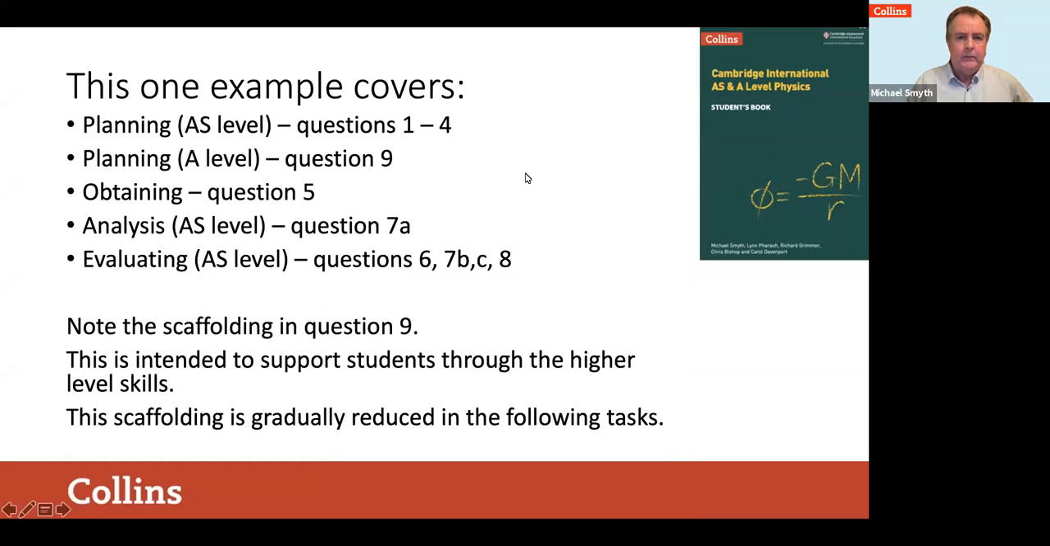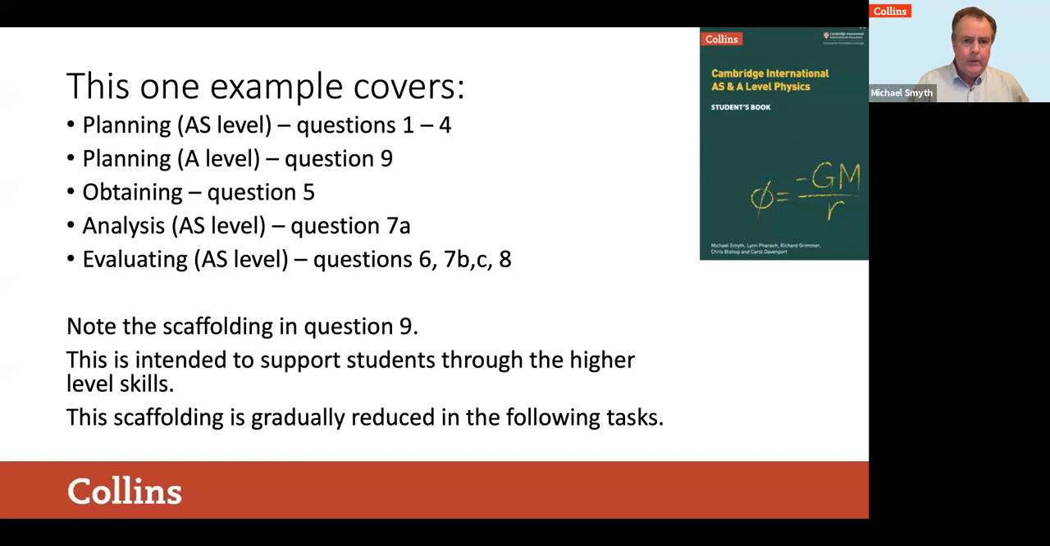Okay. So what I've done here is I've mapped what I think the skill areas are matching. So we've matched all of them there. Below those bullet points, I just draw your attention to the scaffolding in question 9. Scaffolding is structured support. AS students won't be used to writing in this level of detail, so we structure them through it. And then we gradually reduce the level of scaffolding as we go further through the course and through the book.